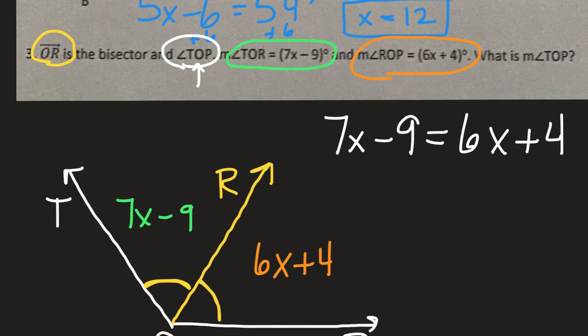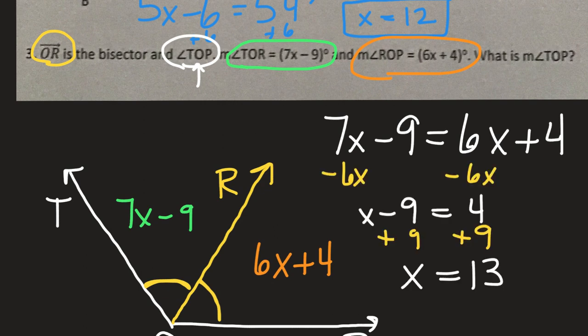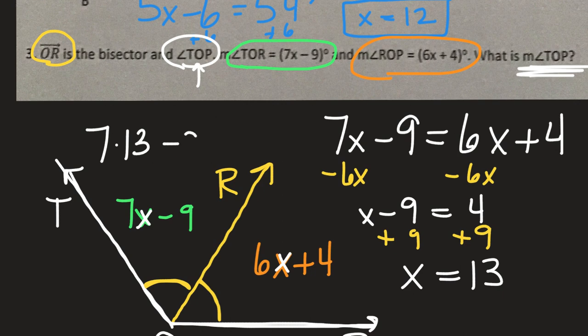Okay, so now we need to do the algebra. So pause the video and do the algebra. Okay, so we're getting x equals 13, but we're not done. It wants the measure of angle TOP. So remember, that's the largest angle here. So we're going to take 13 and plug it back in for x. Okay, and when we do that, 7 times 13 minus 9 is 82 degrees.